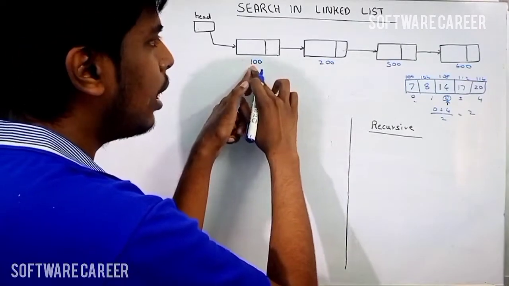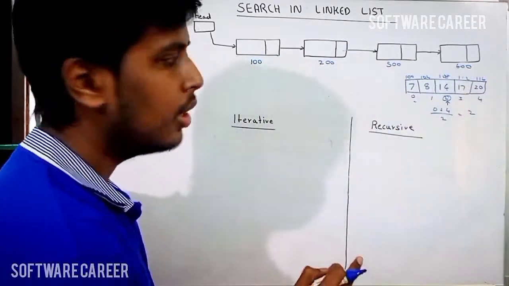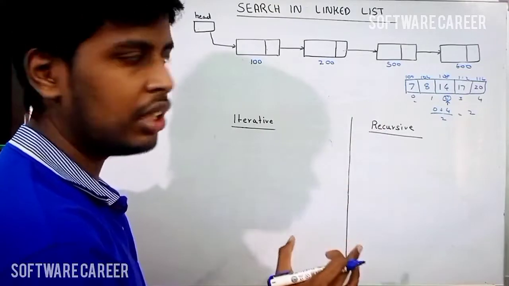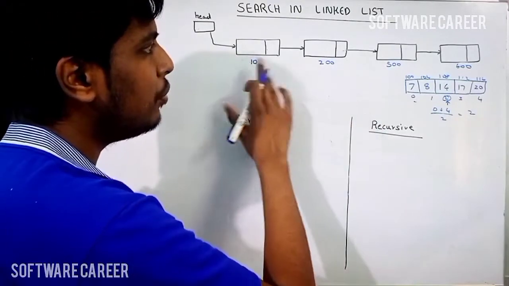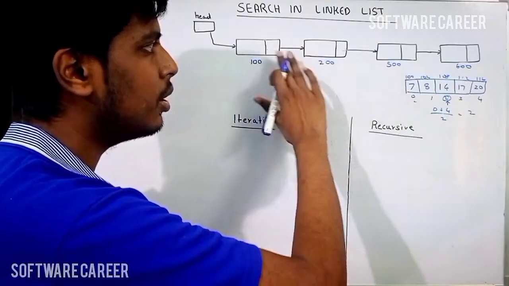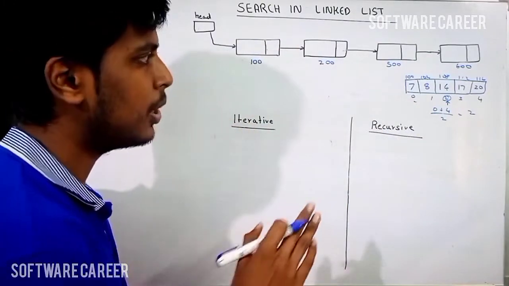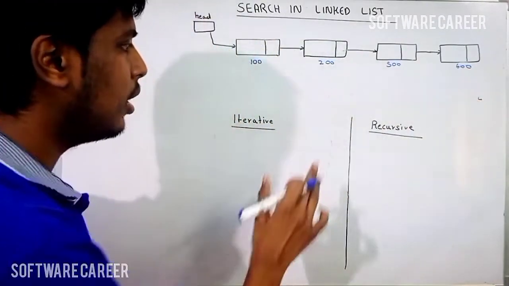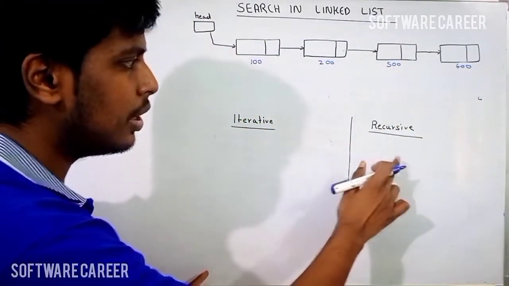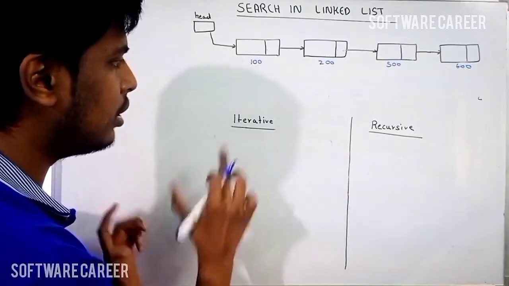If you add 100 plus 600, it is 700. 700 by 2 is 350. But 350 is not the middle index. So you can't do binary search in this linked list. Only linear search is possible. I will teach you how to do linear search in this linked list. There are two methods, the iterative method and the recursive method. I'll teach you the iterative method first.